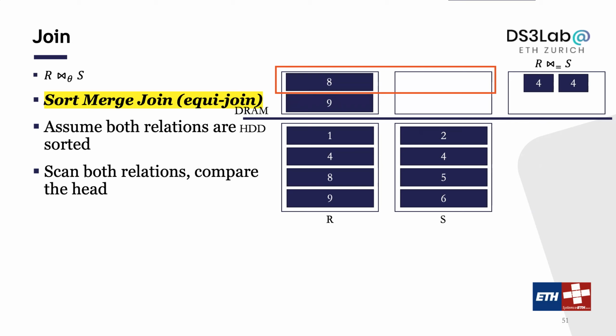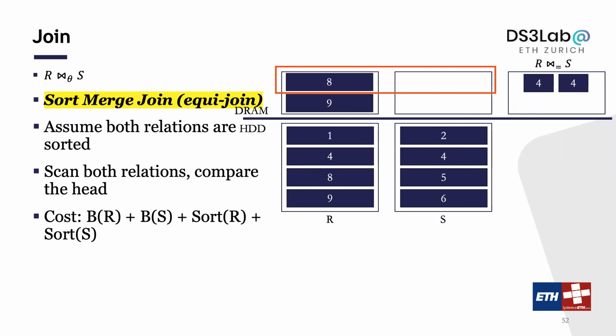So as you can see, once R and S are sorted, you can actually just do a sequential scan on those relations, right? And then here's my output. So as you can see, this is actually very, very efficient, right?